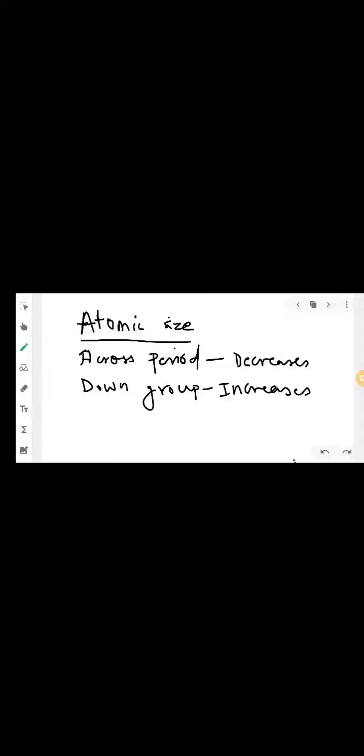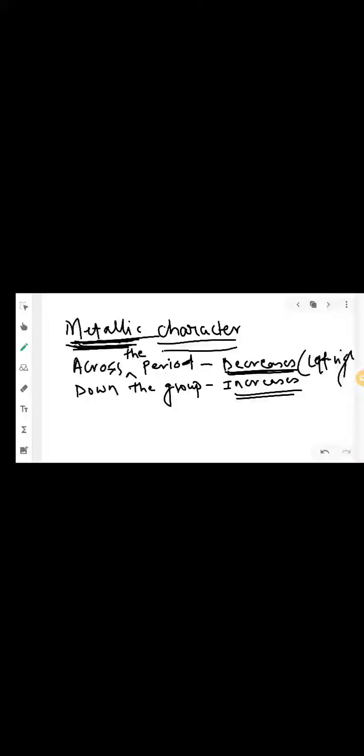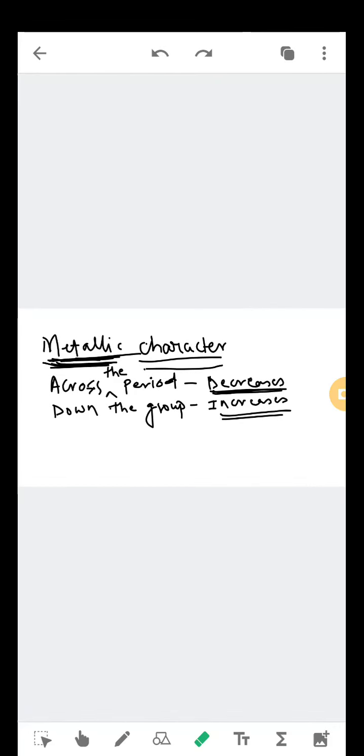Across the period atomic size decreases, down the group atomic size increases, and for the metallic character also it is the same. Across the period metallic character decreases, down the group the metallic character increases. These are the things you just need to remember. Okay, so now we'll see why this happens.